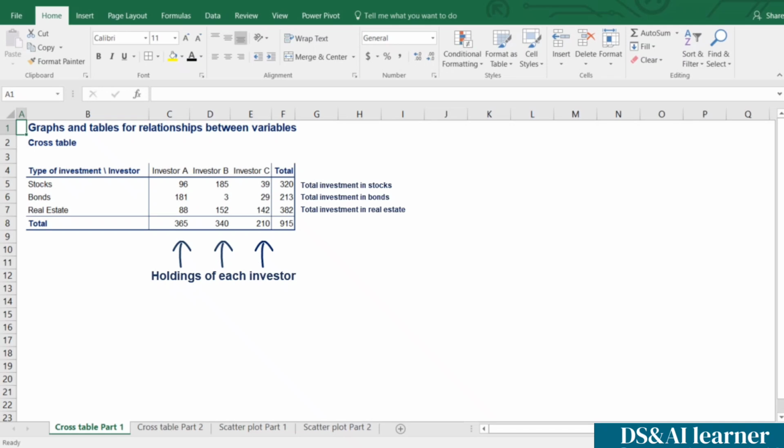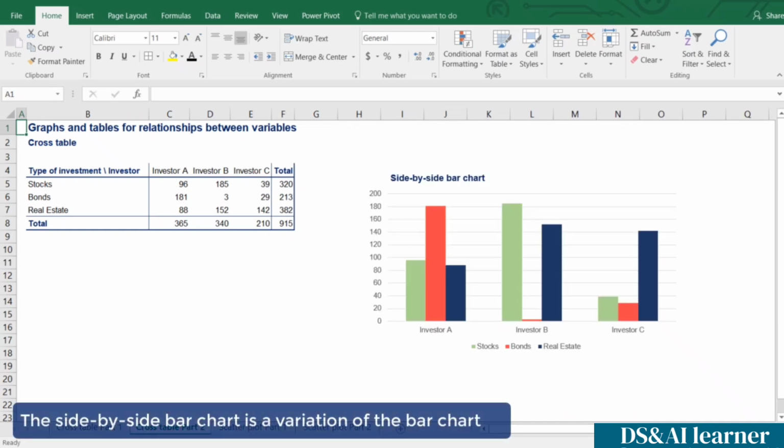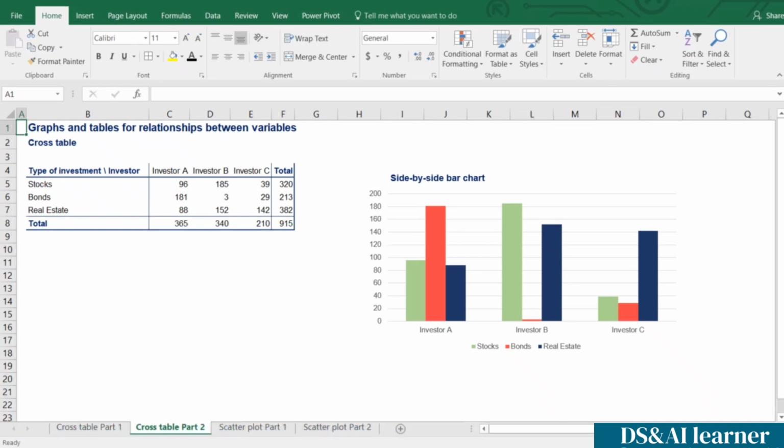Once we have created a cross-table, we can proceed by visualizing the data onto a plane. A very useful chart in such cases is a variation of the bar chart, called the side-by-side bar chart. It represents the holdings of each investor in the different types of assets. Stocks are in green, bonds are in red, and real estate is in blue. The name of this type of chart comes from the fact that for each investor, the categories of assets are represented side by side. In this way, we can easily compare asset holdings for a specific investor or among investors.